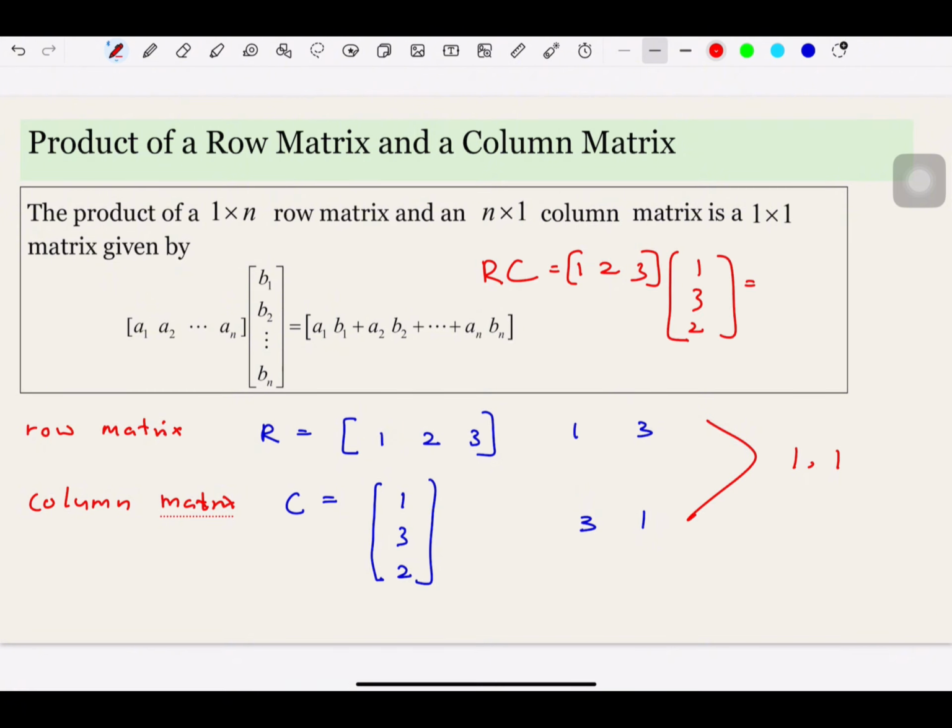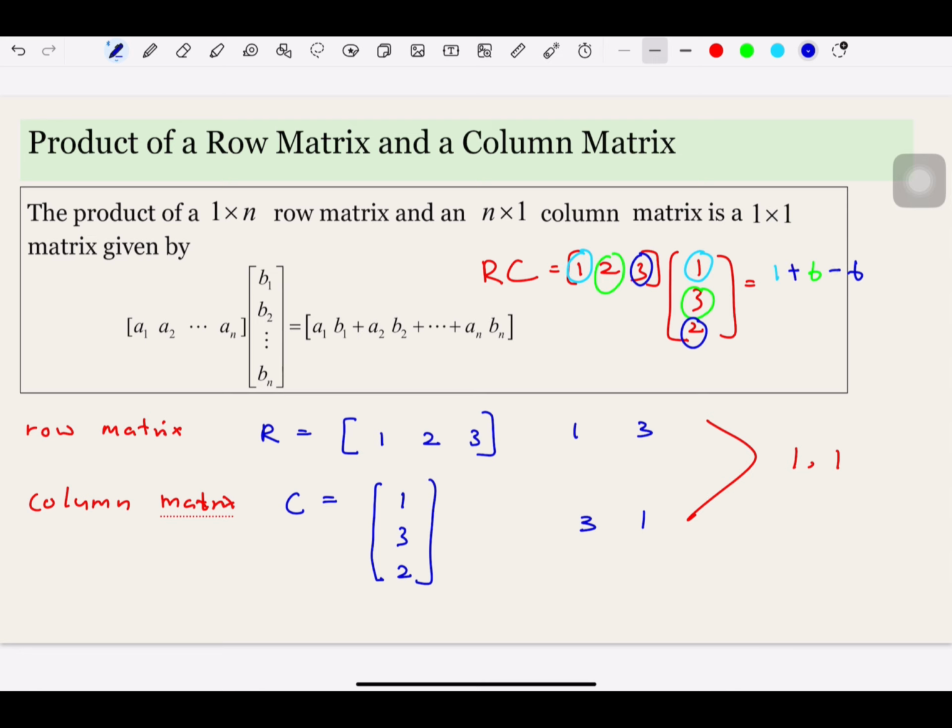And your answer is not going to be a matrix, it's going to be a single number. To get this single number, you have to multiply the matching positions and then add them together. So matching positions means you multiply 1 by 1, the first entry in the row matrix with the first entry in the column matrix, and you end up with 1. Then you multiply 2 by 3, which is 6. And then you multiply 3 by 2, again a 6.